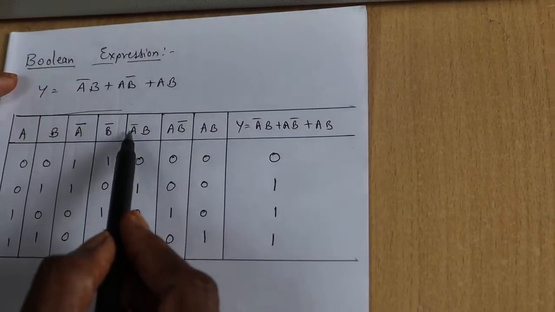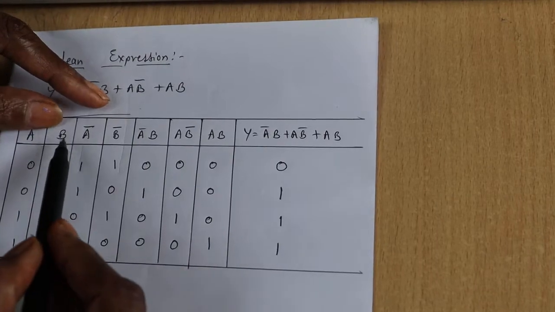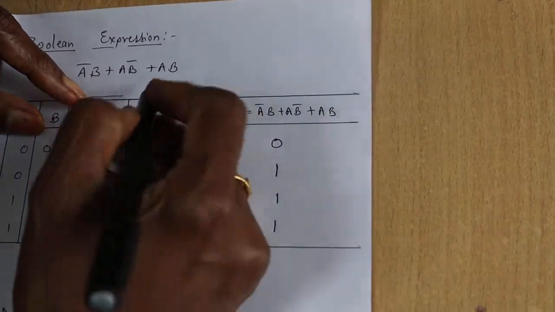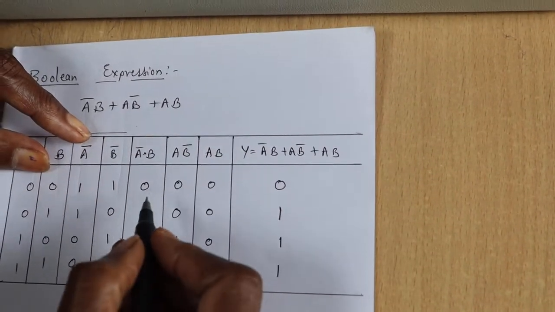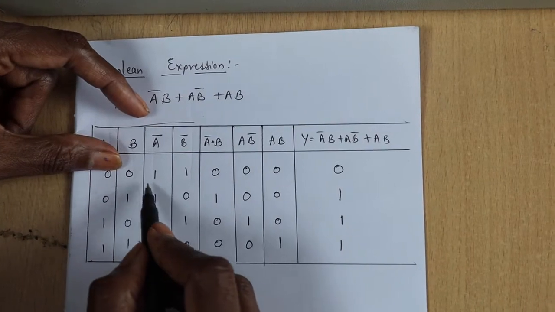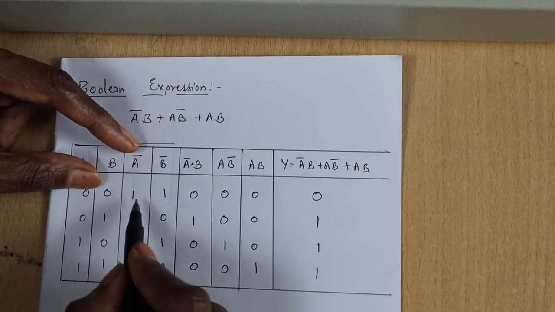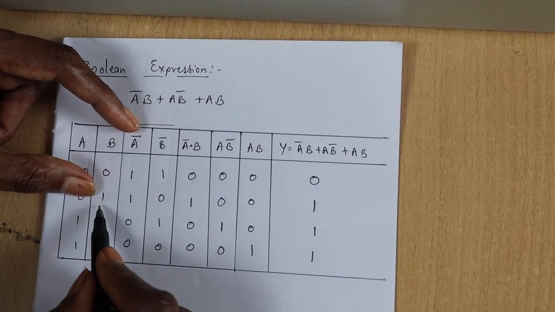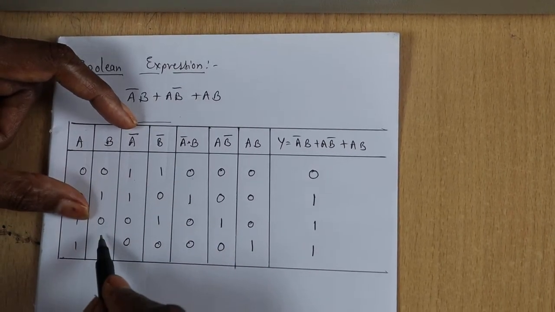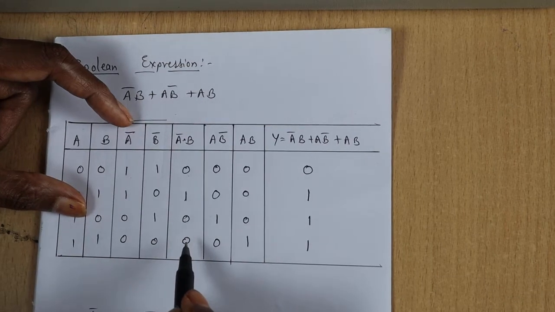Next, for A bar B, you have to use a combination of these two columns. So, here it is an AND operator, A bar B. If any one input is low, the output is low. So, 0 1 0, 1 1. If both the inputs are high, then only the output is high. Here it is 1. For the remaining, 0 0.